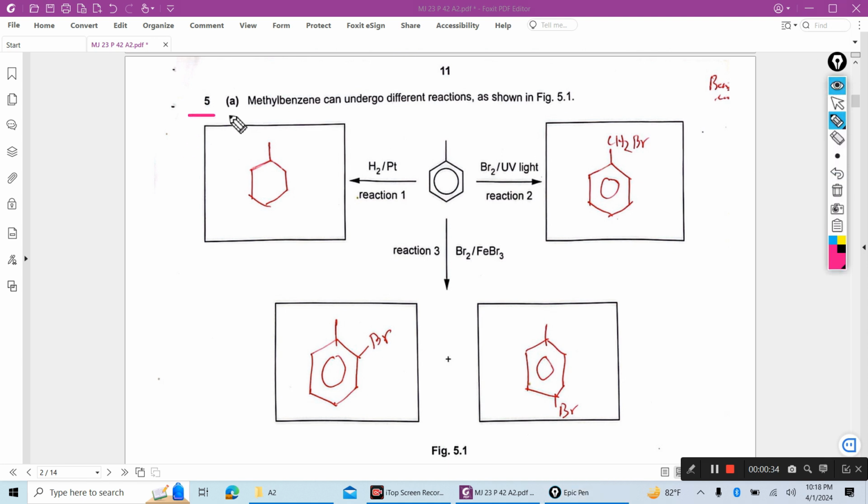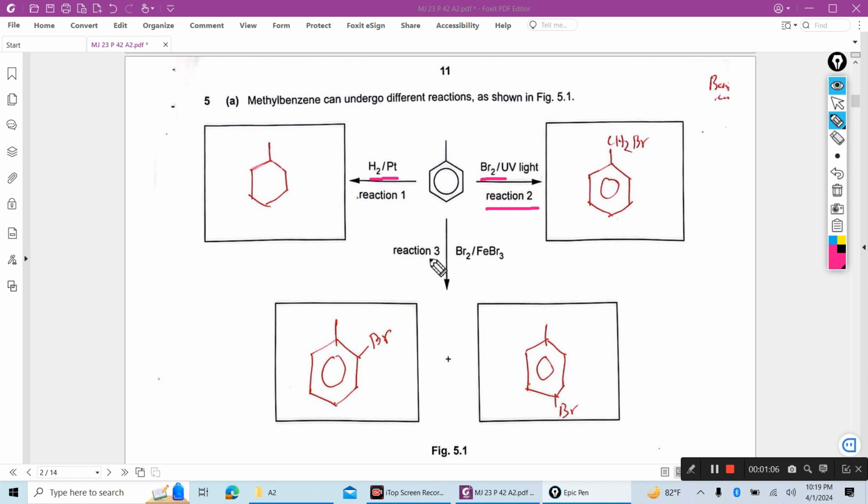Question number 5. Methylbenzene can undergo different reactions as shown in figure 5.1. This is methylbenzene, this is the benzene ring, and this is the methyl group, CH3. So methylbenzene reacts with hydrogen, and methylbenzene reacts with bromine.